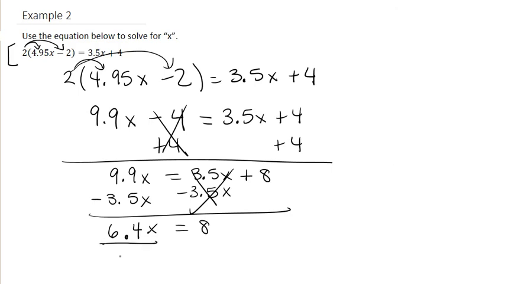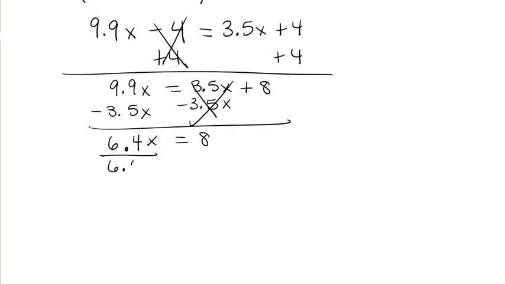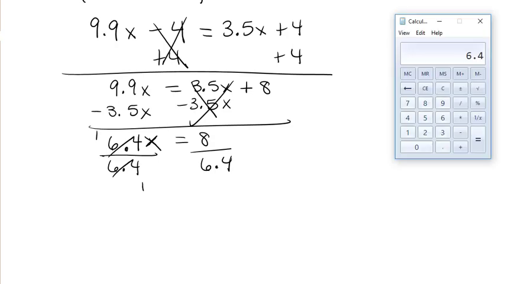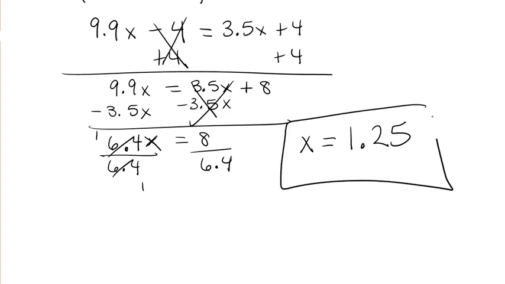So now the next step will be to divide by 6.4 on both sides. This gets rid of it. So now we're left with just x on the left hand side. So we have 8 divided by 6.4, which is equal to 1.25. So x equals 1.25, and that would be our solution to this problem.